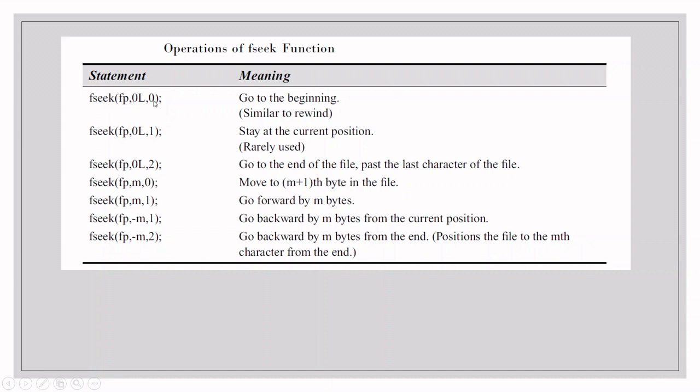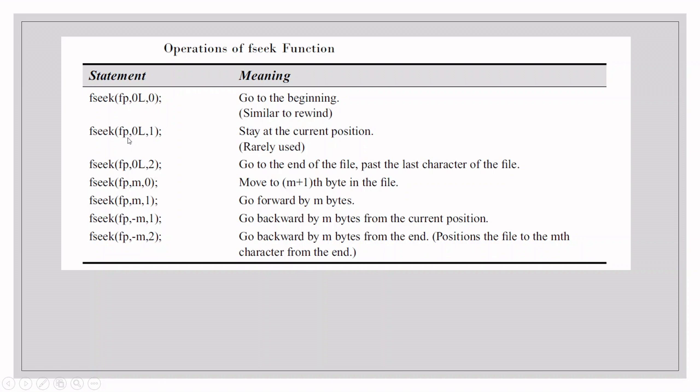You can check this: fseek(fp, 0, 0). The last 0 means beginning of the file. The second argument 0 means the offset value, so there is no offset. So go to the beginning. It is similar to rewind. Simply giving rewind(fp) will work in the same way, moving to the beginning of the file.